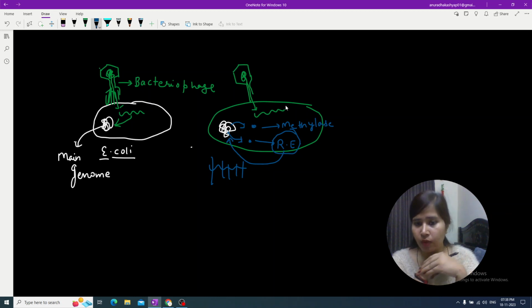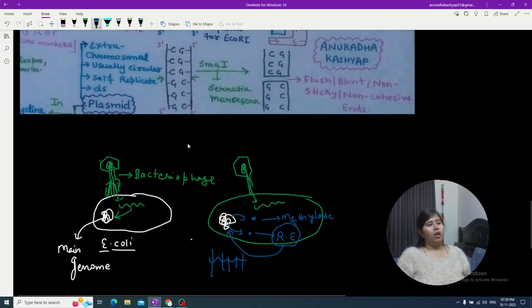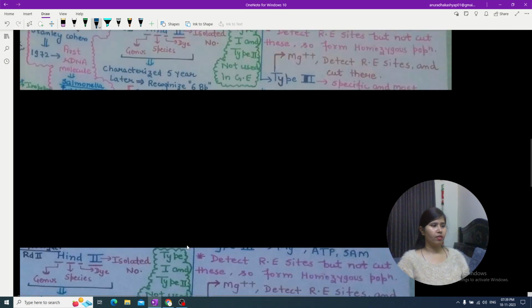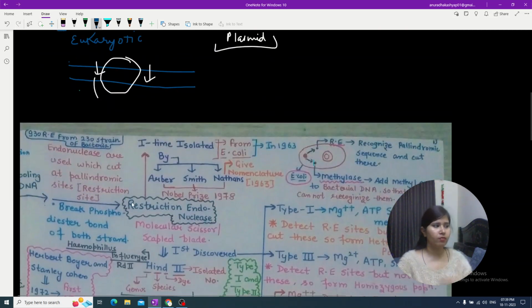This is the main question of NEET. A lot of times this question can be asked. This question was asked: how many restriction endonucleases have been discovered till now? According to your NCERT, till now 900 restriction endonucleases have been discovered from 230 strains of bacteria. This is clear to you? Okay.